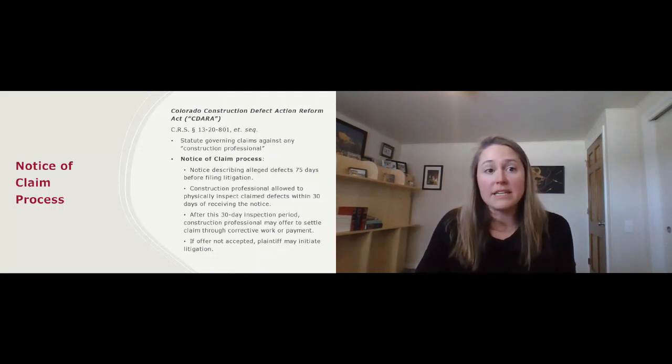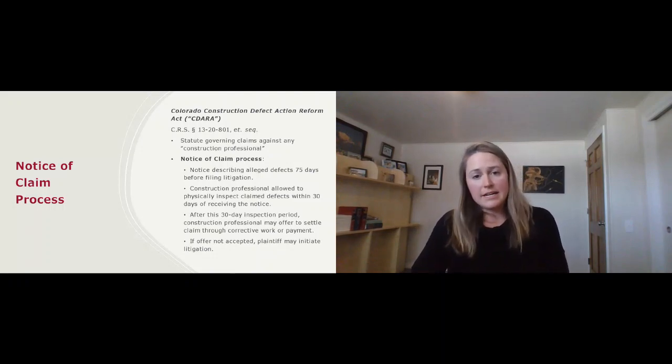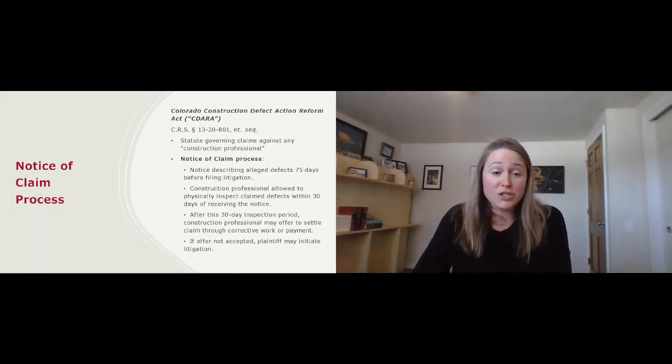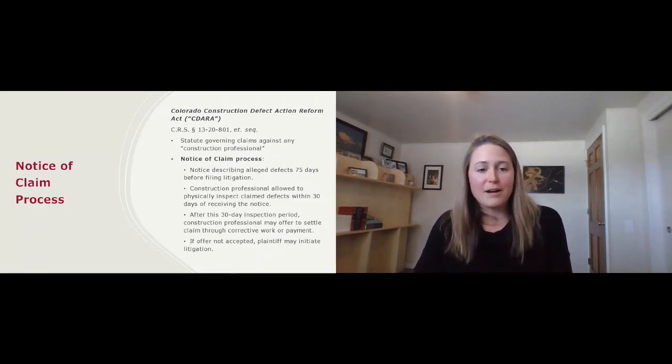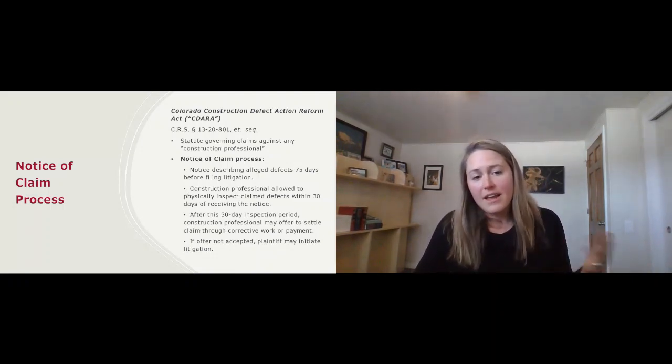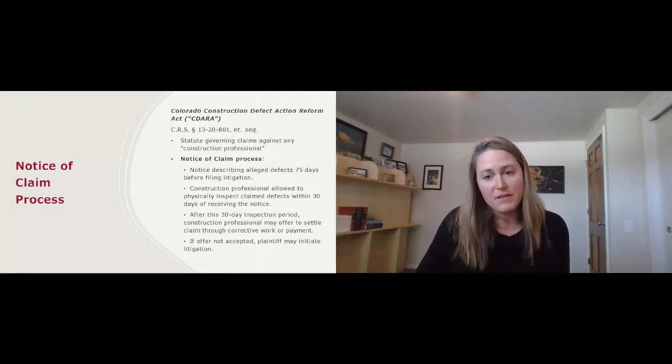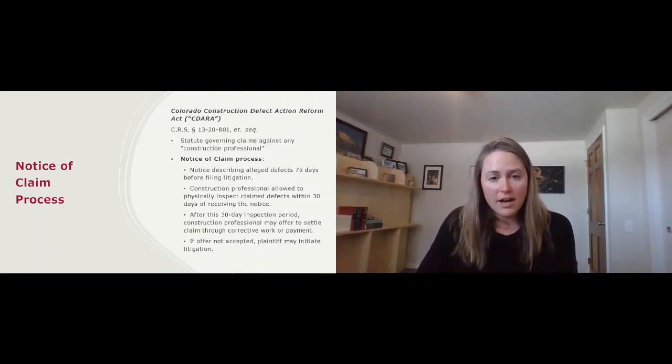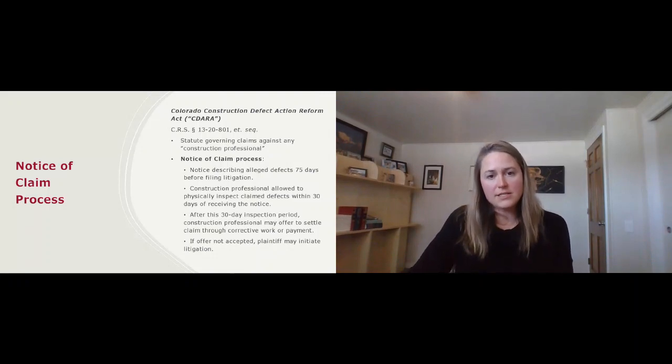When dealing with a potential claim of any kind, and the process for actually using the insurance that you pay for, because you hope that you pay your premiums and you never have to use it. But if you do have to use it, this is how it's going to come up most likely. So CDARA provides a notice of claim process. It was put into effect in order to help with the very large volume of construction defect litigation that was going on when this law was passed.